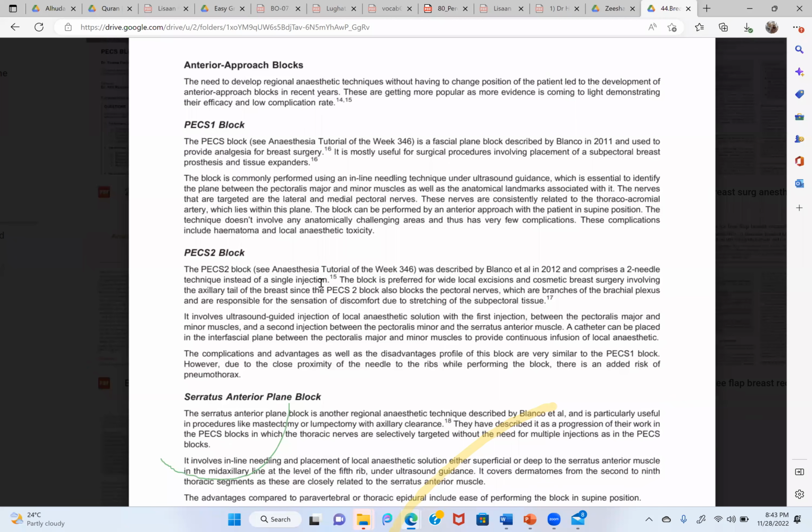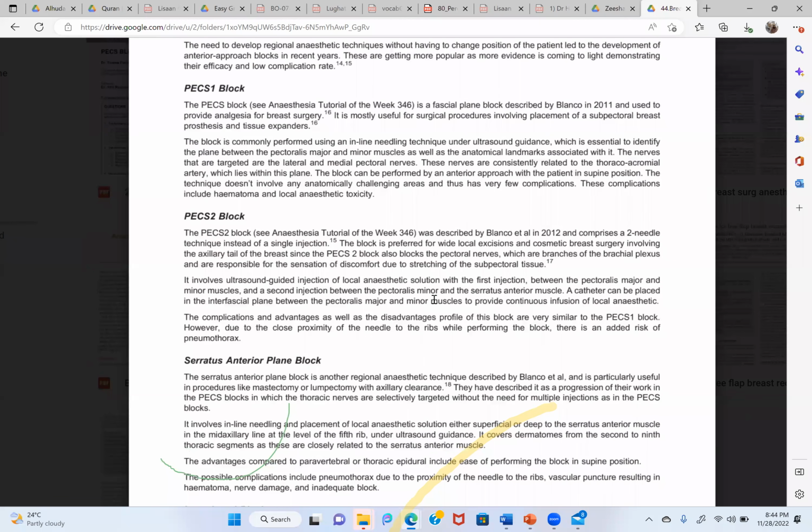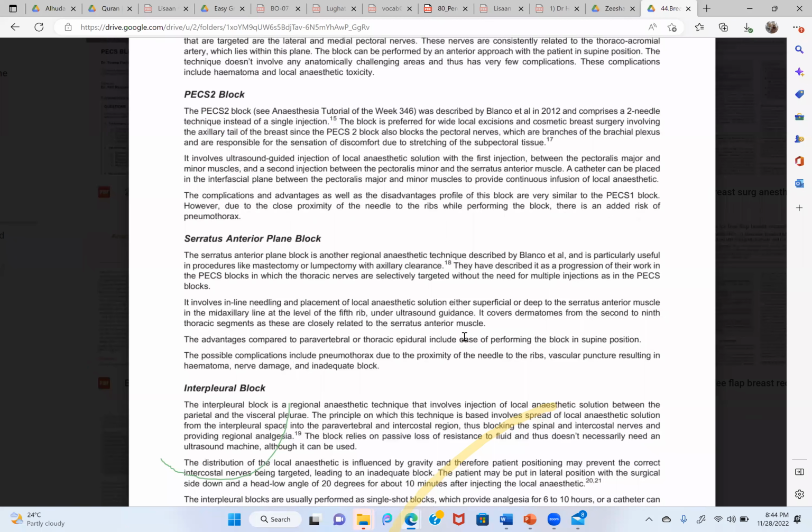Okay, so PECS 2 is between pectoralis minor, serratus anterior and the internal oblique, and the serratus anterior plane block is also done in the mid axillary line at the fifth or sixth rib. It covers dermatomes from T2 to T9. It is doing an even more extensive block.